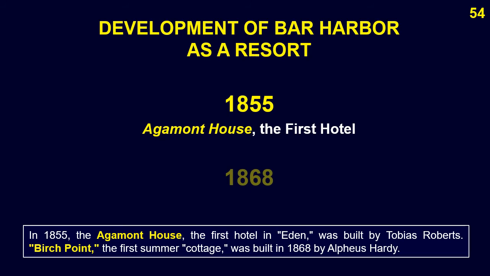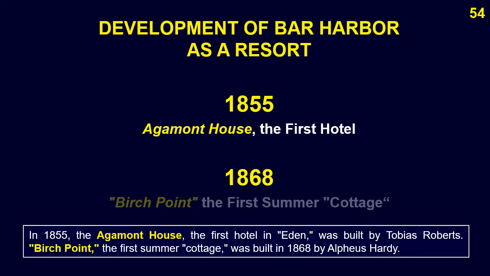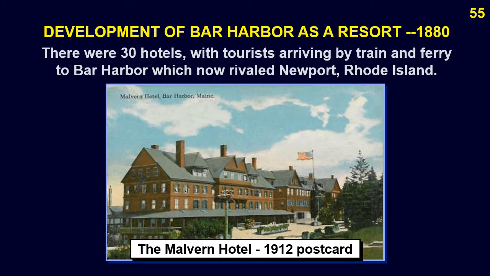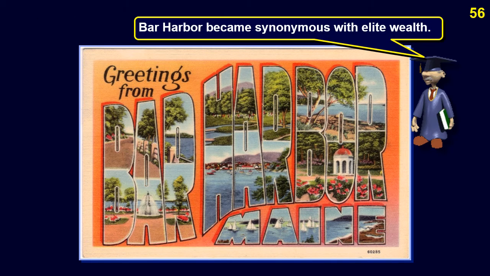In 1855, the Agamont House, the first hotel in Eden, was built by Tobias Roberts. Birch Point, the first summer cottage, was built in 1868 by Alpheus Hardy. By 1880 there were 30 hotels, with tourists arriving by train and ferry to Bar Harbor, which now rivaled Newport, Rhode Island. Bar Harbor became synonymous with elite wealth.